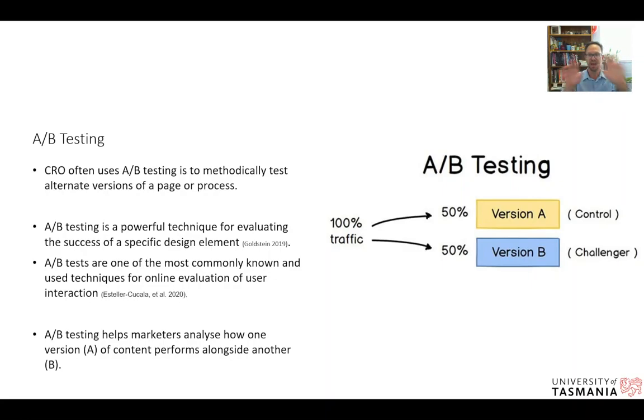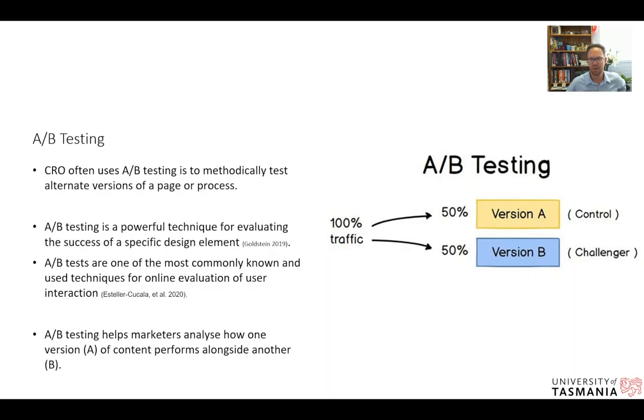And I'm going to randomly allocate either one of those versions to visitors. Then if I get enough data coming through, I can see which of those versions is performing better. So it's a powerful technique for evaluating the success of specific design elements. And A/B tests are one of the most commonly known and used techniques for online evaluation of user interaction.